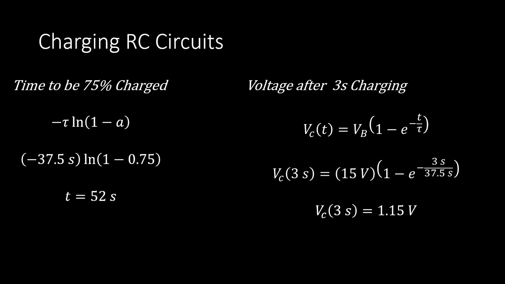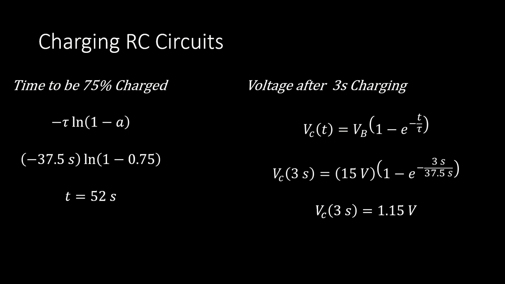Now then, for part 4, what if we're asked the voltage after the capacitor has been allowed to charge for 3 seconds? Well, with that we'll use our equation Vc of t, or the capacitor voltage difference with respect to time is going to be equal to what is charging it, our power supply voltage, multiplied by 1 minus e raised to t over tau.